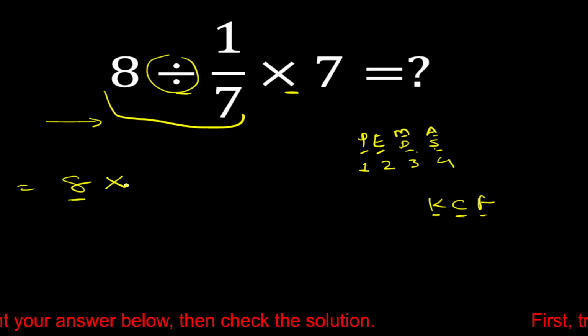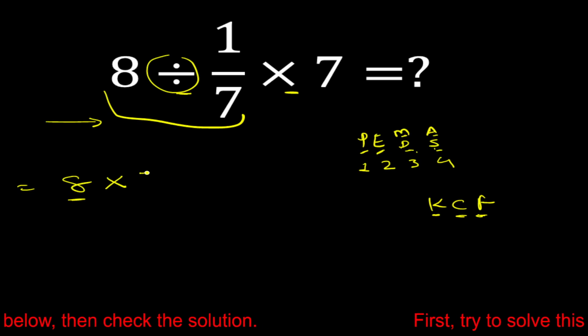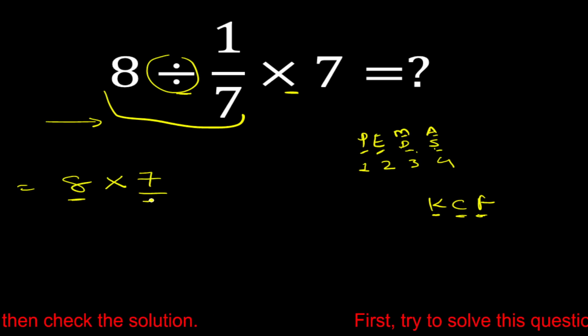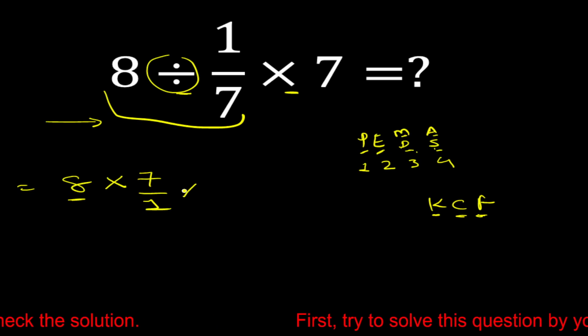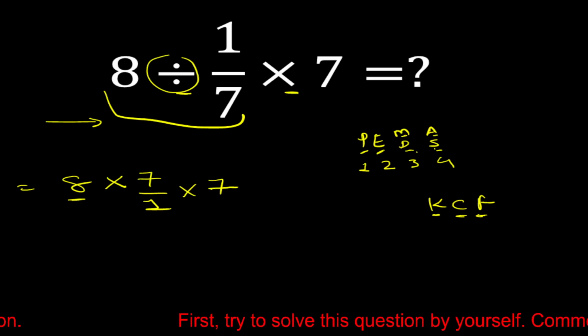Okay. Now F means flip this fraction, 1 by 7, flip this fraction, 7 by 1. Okay. Multiply 7.